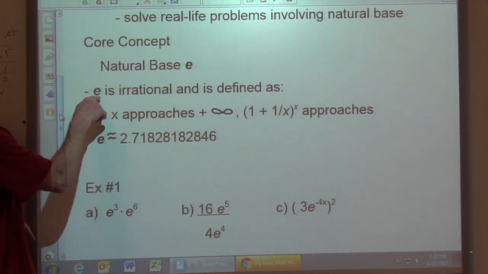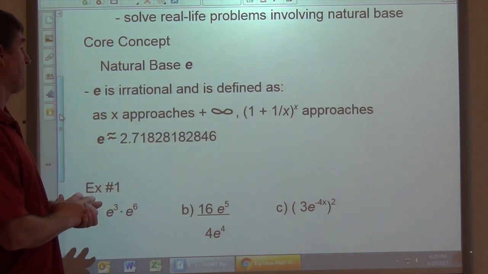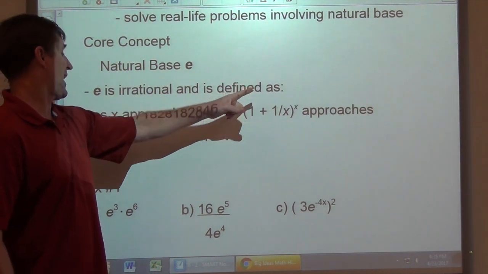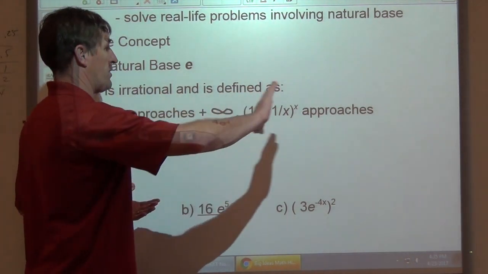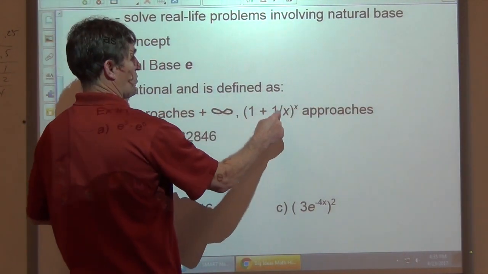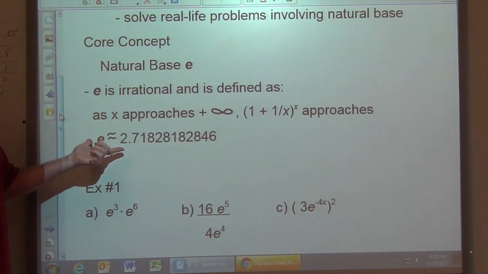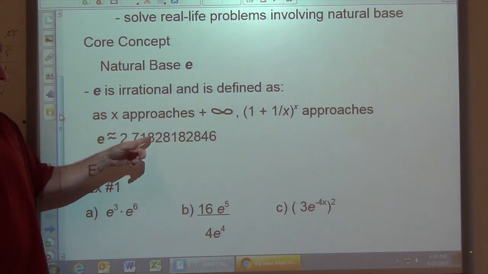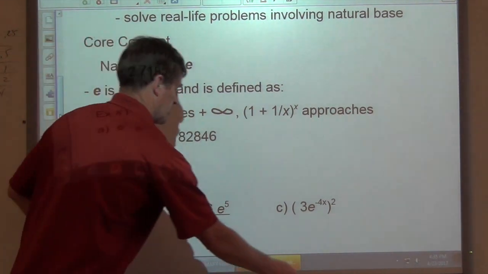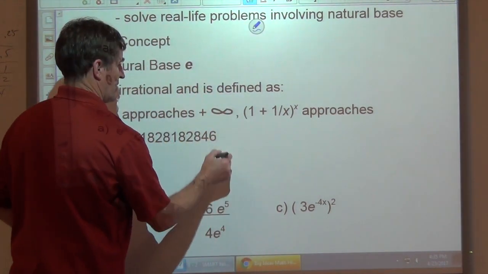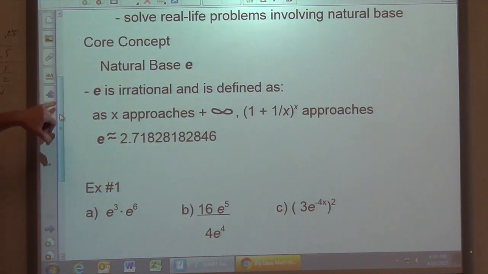So e, the natural base, is an irrational number like pi, and is defined as x approaches positive infinity, so as x gets bigger and bigger, (1 plus 1 over x) to the x power approaches this value of e, which is 2.71828182846, and so on. This doesn't end, it's irrational.